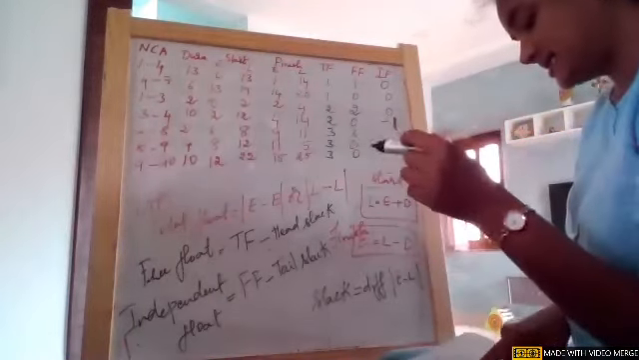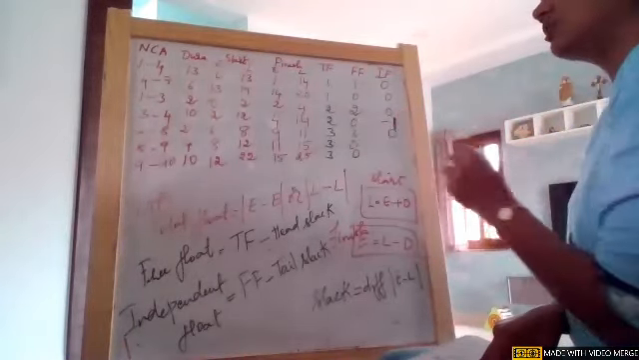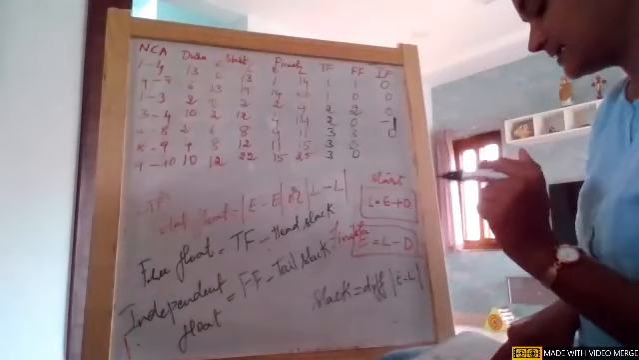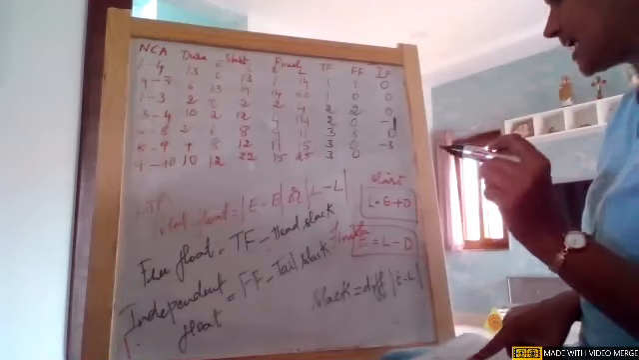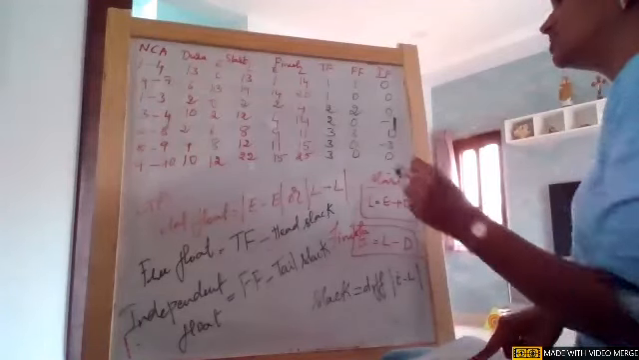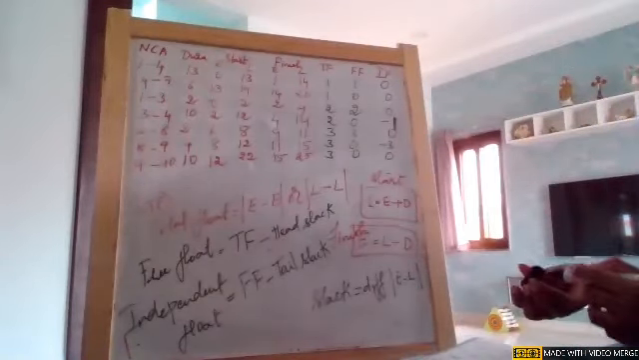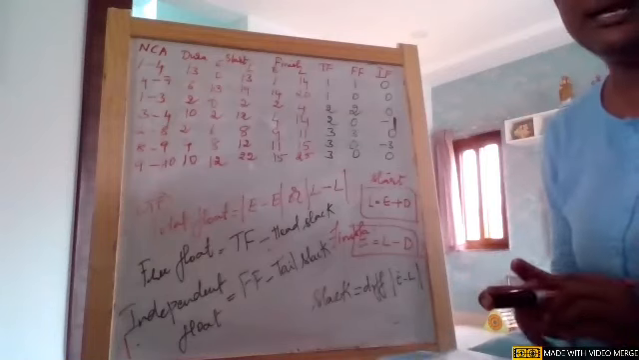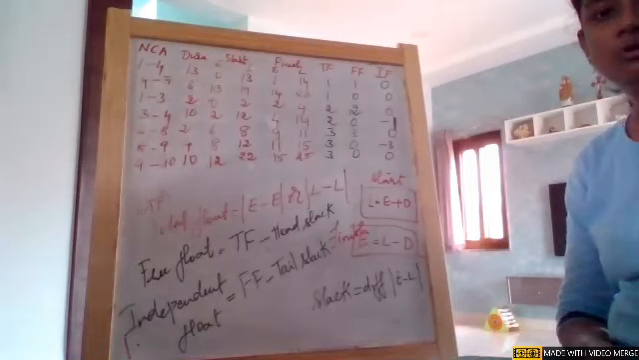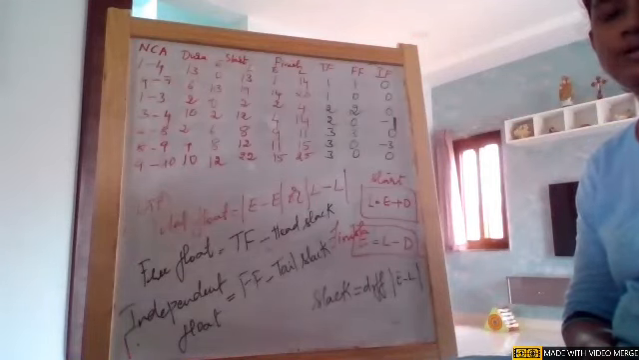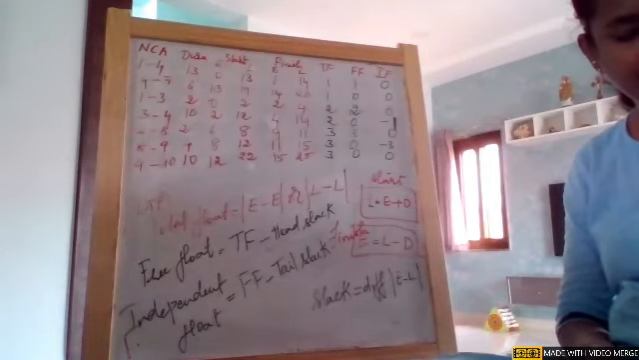On node 8, the slack is 3. 3 minus 3, 0. On node 9, the slack is 3. 0 minus 3, minus 3. On node 10, the slack is 0. So 0 minus 0, 0. So this is how total float and independent float we calculated. Okay, girls, this is one problem of critical path method.